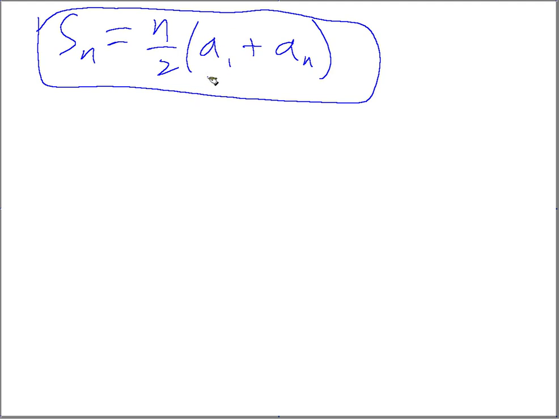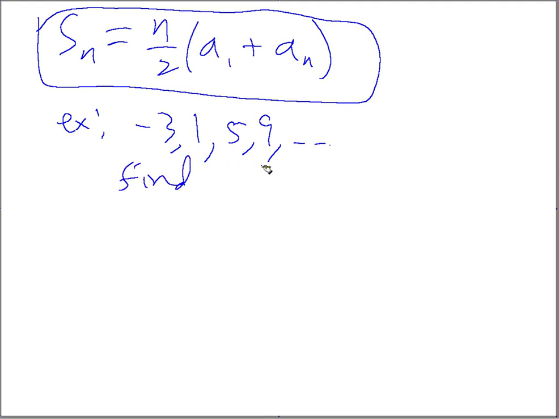So all we need to know is how many terms we're adding up, the n, and also the first term, and the last term that we're adding up to, the nth term. So here's what I mean by that. Let's say I give you the same sequence we had earlier: -3, 1, 5, 9, and so on. I want you to find the sum of the first 25 terms. Find S25, right? Add up the first 25 numbers here.